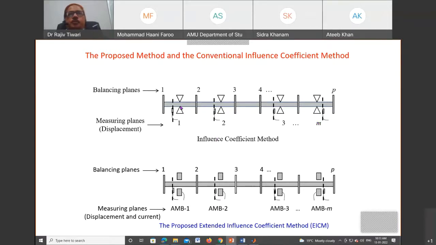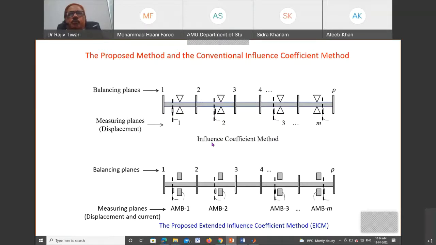So if we replace this conventional bearing with a magnetic bearing, one thing is that when we supply the current, it suppresses the vibration. Additionally, we anyway require the displacement to be measured near the AMB so that we can know the state of vibration of the system, so that the corrective magnetic force can be applied. So this is a change in the configuration as compared to the previous one.